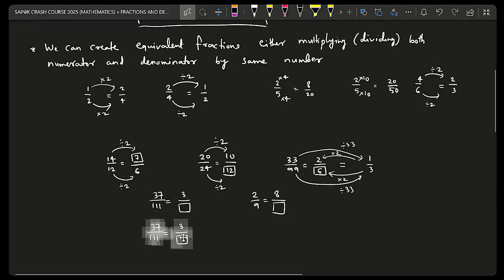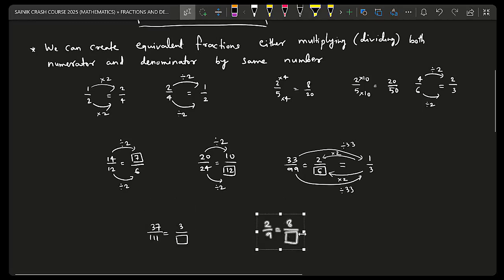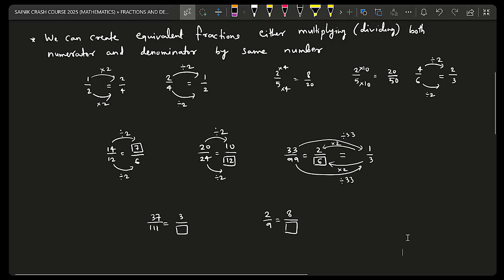Sir, in 37 table, 111 will cancel. Okay, that means what is the quotient that you get after cancellation? 3. Okay, we are getting 3. That means you want to create the third fraction. Yes, sir.